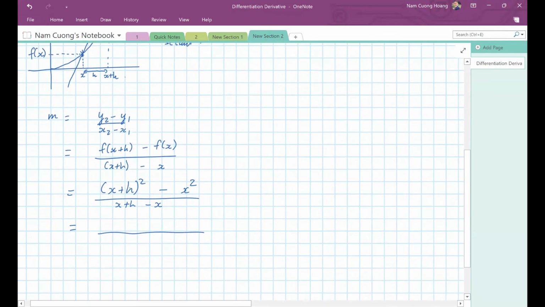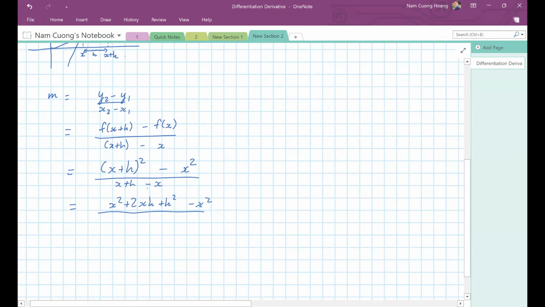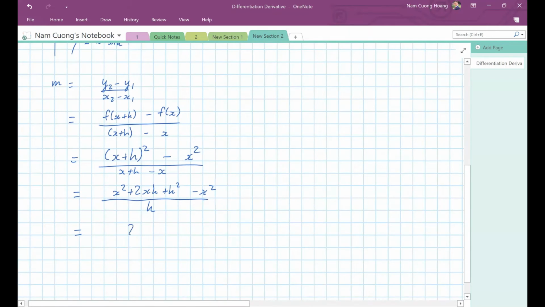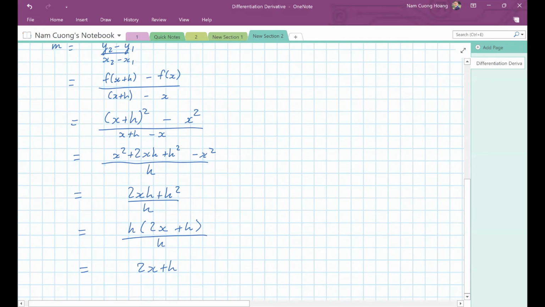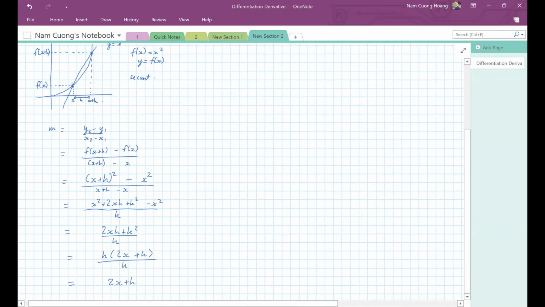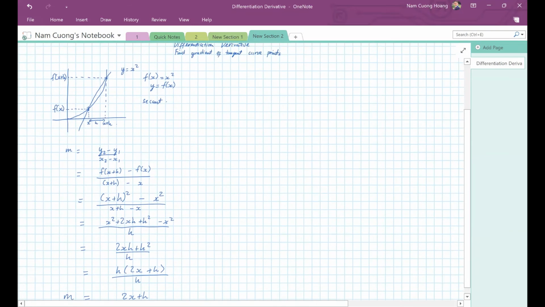This will open (a plus b) whole thing squared: a squared plus 2ab plus b squared. x squared plus 2xh plus h squared over x plus h minus x, so it will just be h. Here x squared and x squared are gone, leaving 2xh plus h squared over h, and it will be factorized. To simplify the fraction, we factorize h over h, and it will then be 2x plus h as we cancel top and bottom. Alright, so we have 2x plus h as the gradient of this secant.